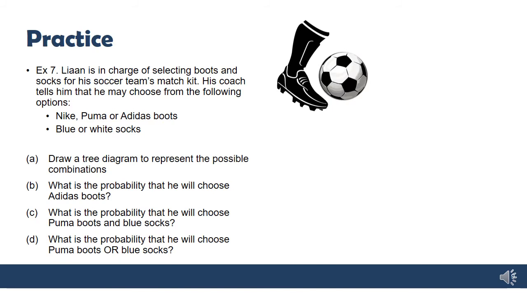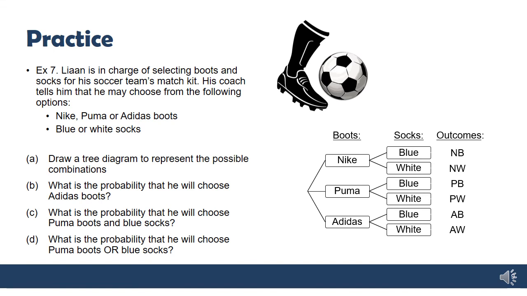Our last example, Lian is in charge of selecting boots and socks for his soccer team's kit. His coach tells him he may choose from the following options. For boots, he could have Nike, Puma, or Adidas, and for socks, he could have blue or white. So draw a tree diagram to represent the possible combinations. So let's draw it. Our first option, we have boots, and we have the three options there. Our second event is the socks. So you have each of those blue or white options coming off from each of the boots.